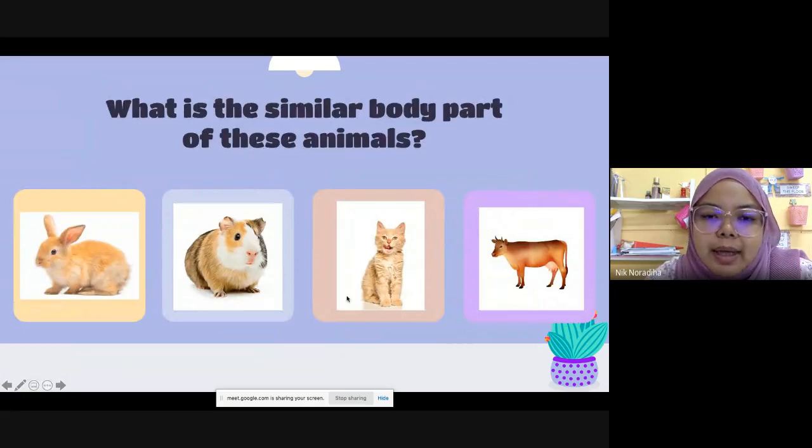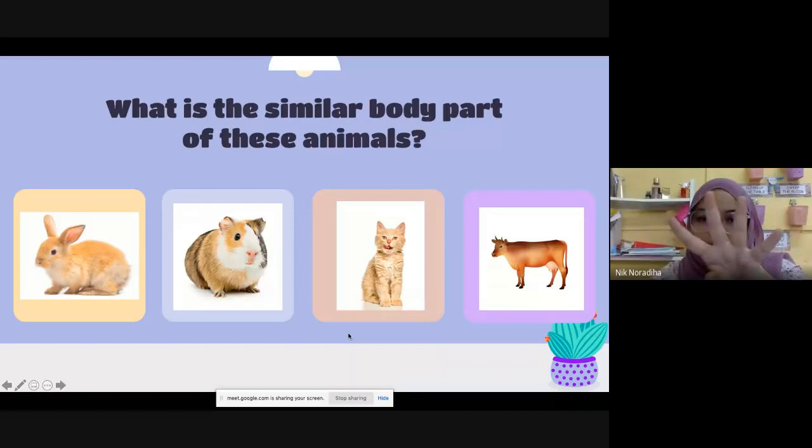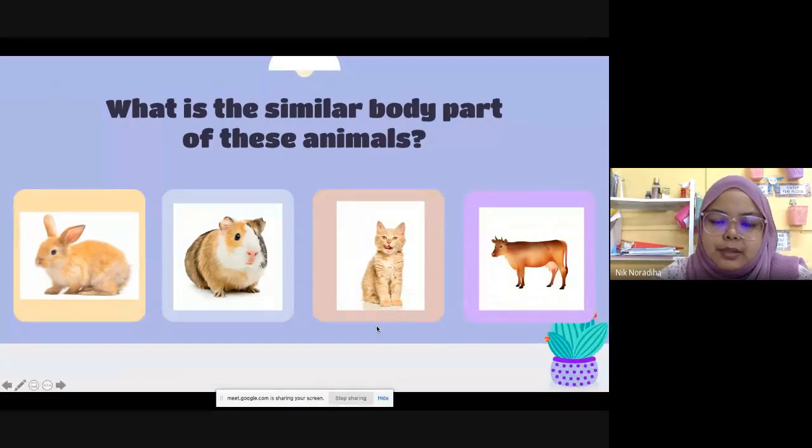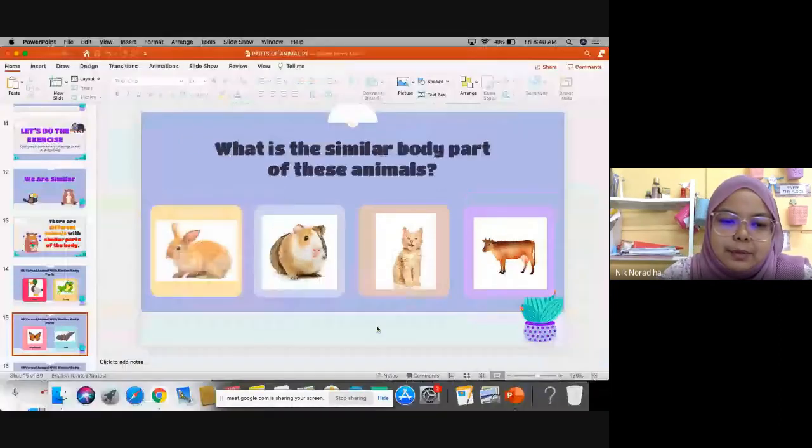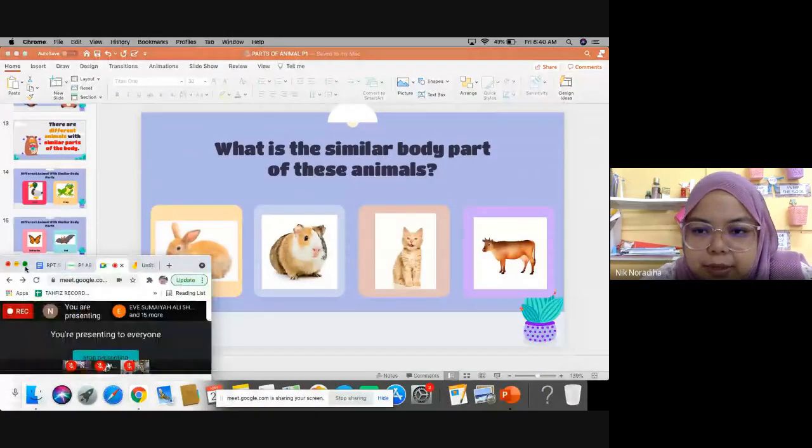Okay, so now we have a picture of a rabbit, a hamster, and also a cat and a cow. Teacher wants to ask you, what is the similar body part of these animals? Yesterday we learned about horn, wet food, wing, fine hair. Among those four that you mentioned just now, which one is the correct answer? Can you raise up your hand if you know the answer?